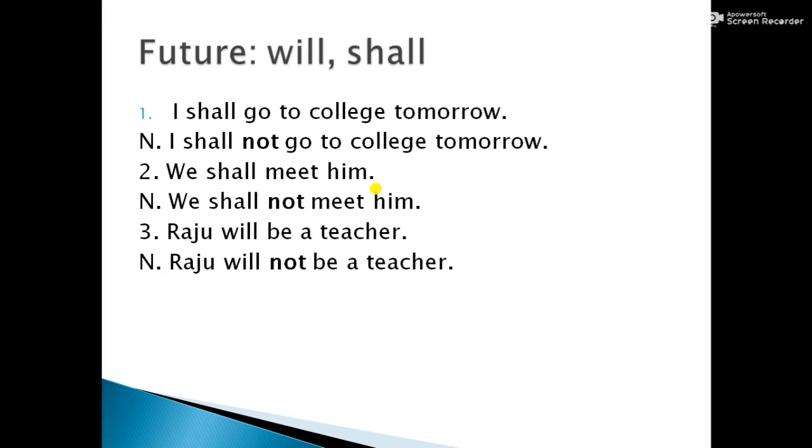In case of helping verbs used to show future time, will and shall, we have to add not between shall or will and the main verb. So the first sentence is, I shall go to college tomorrow. Negative will be, I shall not go to college tomorrow. Between shall and go, not has been added. We shall meet him. We shall not meet him.